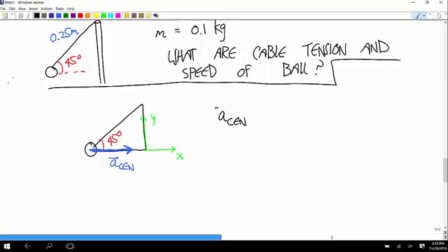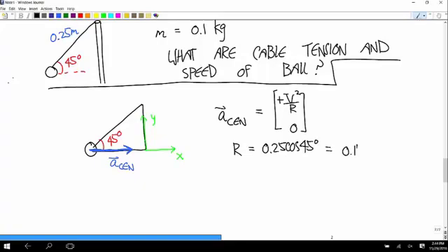Okay, so the centripetal acceleration, we know that it's positive v squared over r, and 0 for y. We know that r is equal to the length of the string, 0.25, times the cosine of 45. And that is 0.1767, I think. So we can put this value in for r. We don't know what v is. We're trying to calculate that. So this is v squared over 0.1768, and then 0 for y.